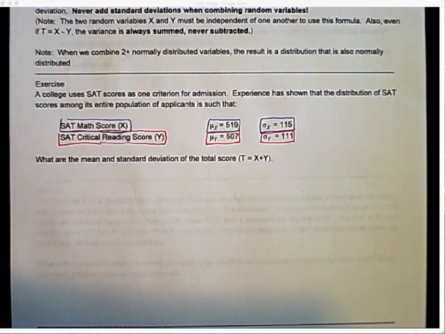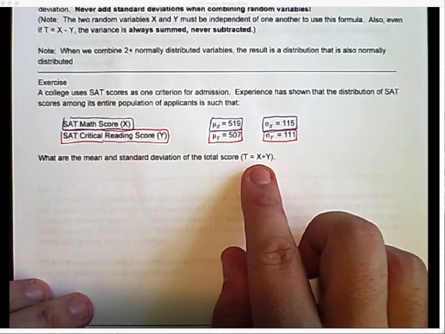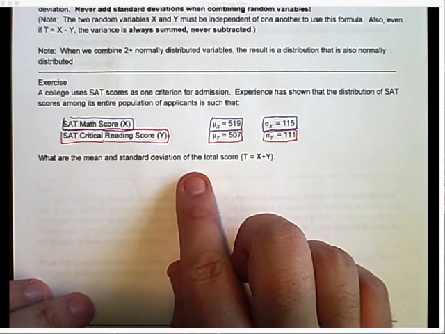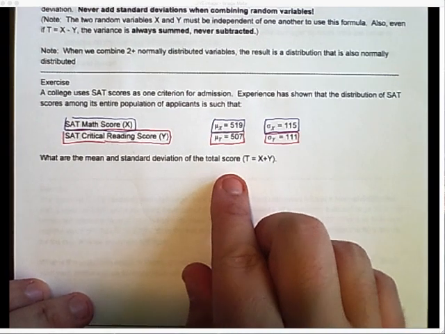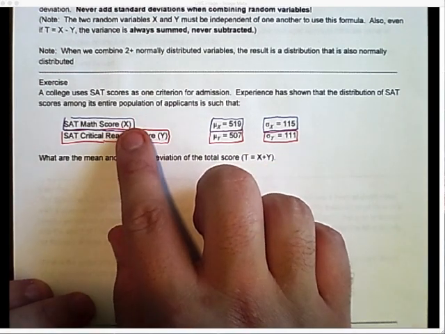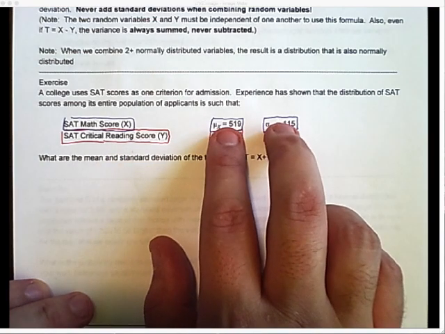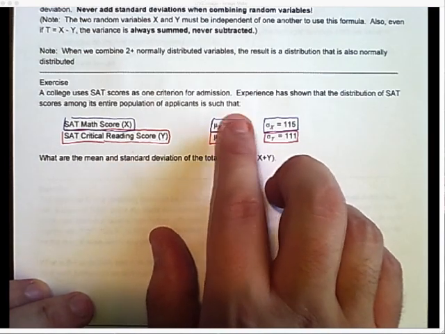So, they want to know what the total score is. It says, what are the mean and the standard deviation of the total score? In the old days when people took the SAT, they had these two components. To find their total score, all you would do is add these two together.